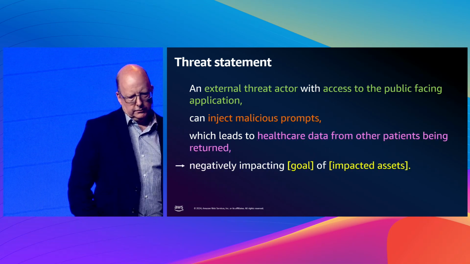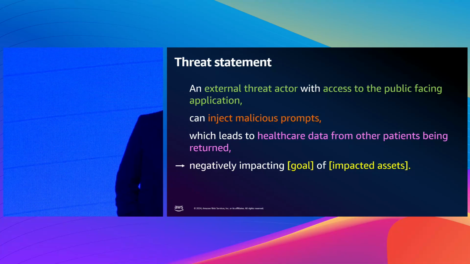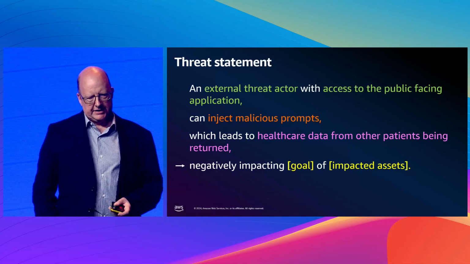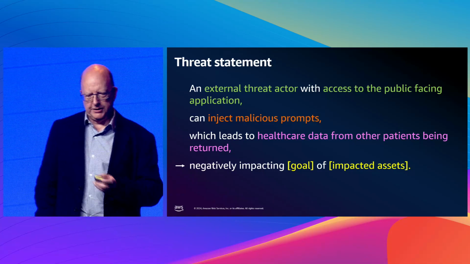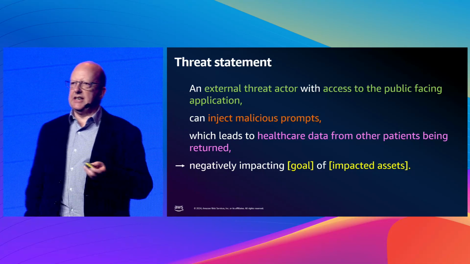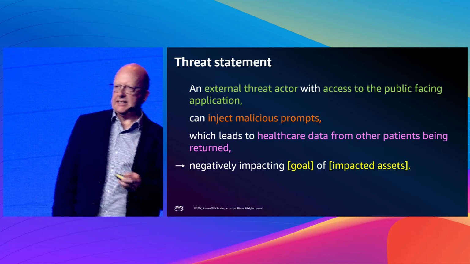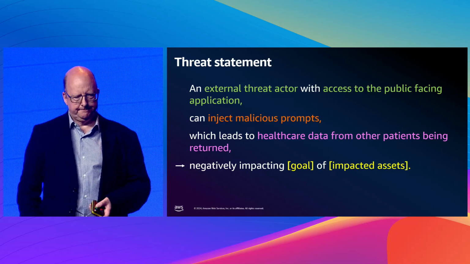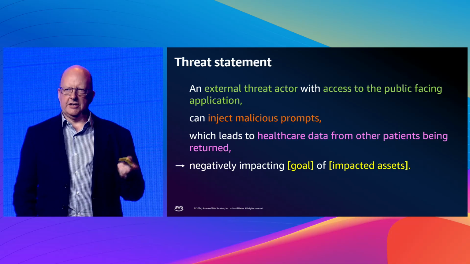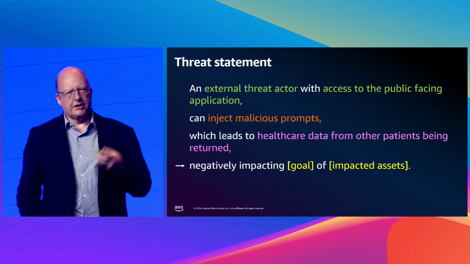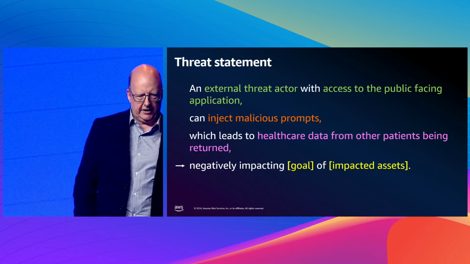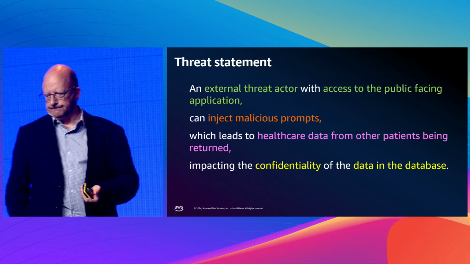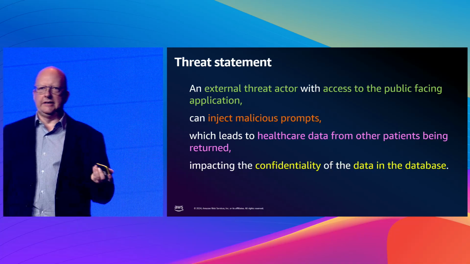All right, so let's put that up. So we've said it could lead to healthcare data from other patients being returned. Yeah? So we've almost got a completed threat statement. The last bit is detailing which property we've violated against which assets we're impacting, which in this case is going to be the database. And the database has suffered an impact to its confidentiality. Now, these last two statements are really what helps us to identify the priority, as we know the business cares about the healthcare data, and this threat is compromising the confidentiality of that. So there we are. There's our completed threat statement.